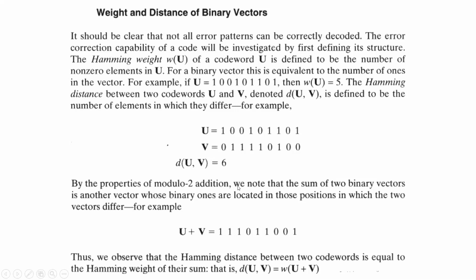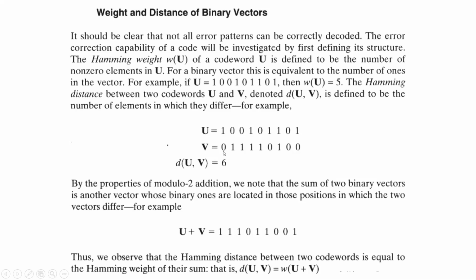By the properties of modulo addition, we note that the sum of two binary vectors is another vector whose binary ones are located in those positions in which the two vectors differ. So this is differing, 1, 0. If you do the modulo addition, this is 1. Again 1. This is 1. So at how many positions will you get 1 here? By the addition of u plus v, I will get 6 positions where I get 1. Modulo addition basically means XORing.